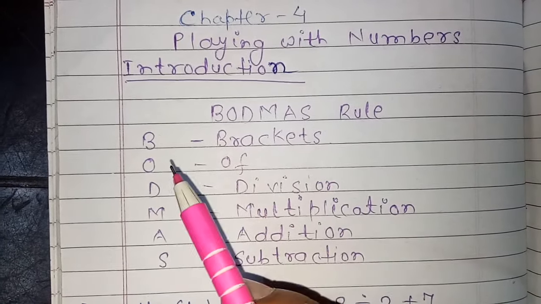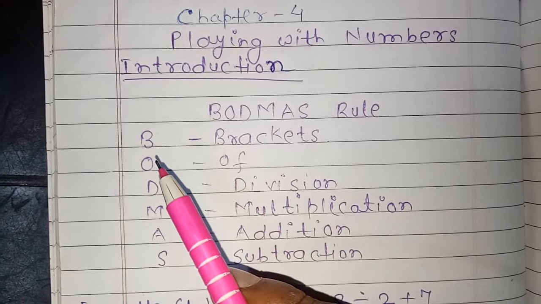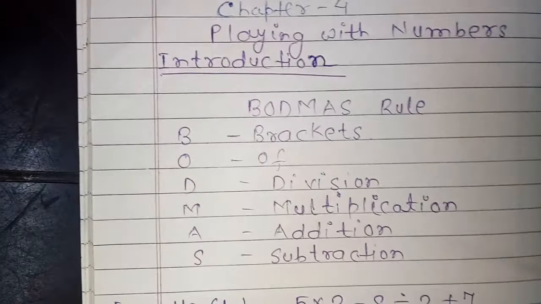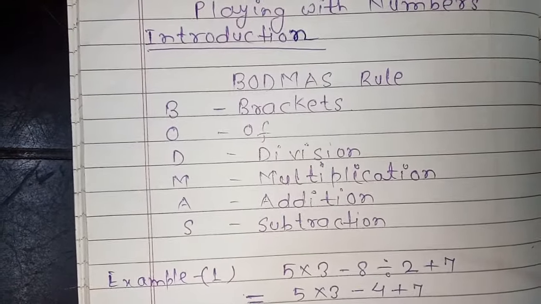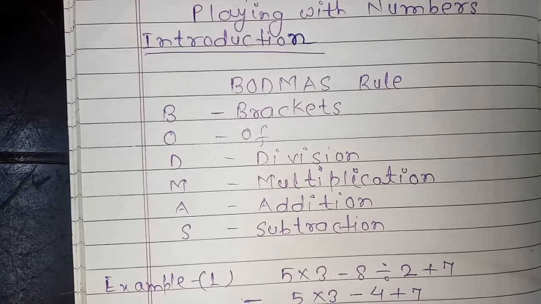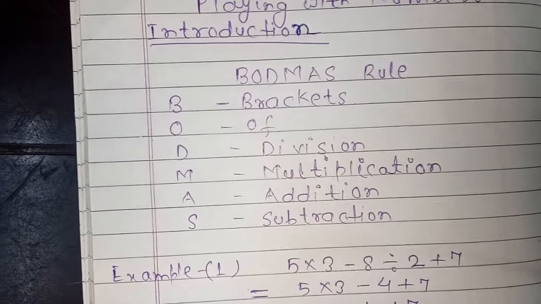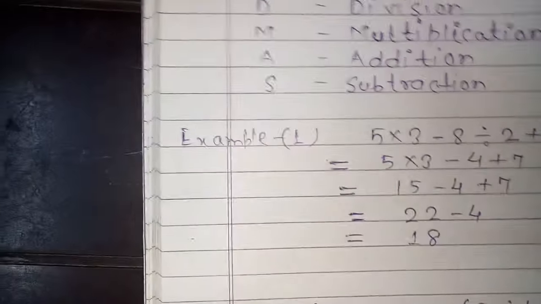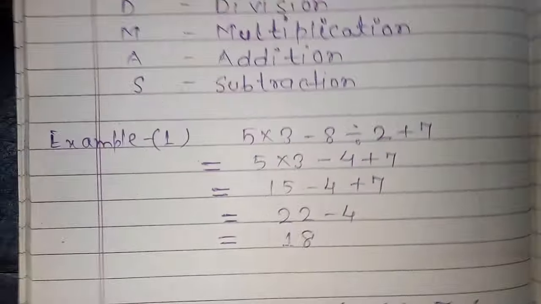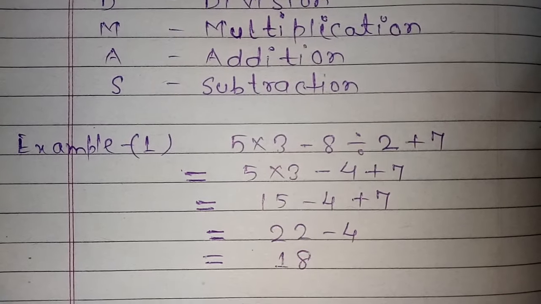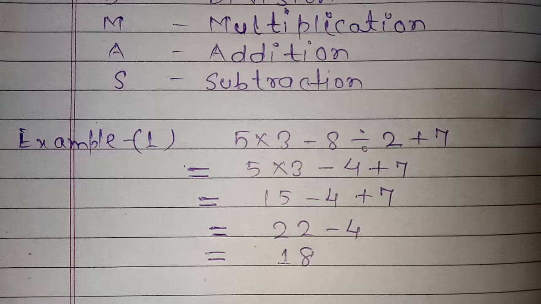According to the BODMAS rule, the highest priority is given to brackets and the least priority is given to subtraction. To solve any numerical expression, we use the BODMAS rule starting from brackets to subtraction. So let us see an example here. The first example is 5 multiplied by 3 minus 8 divided by 2 plus 7.